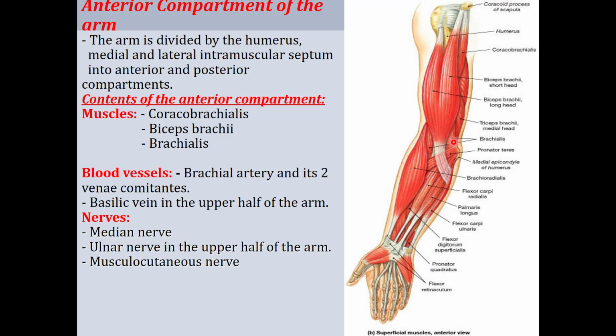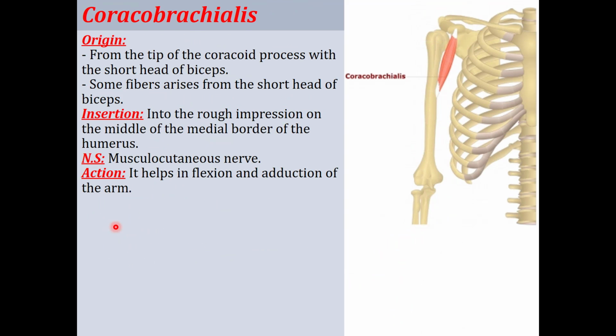The blood supply is the brachial artery and its venae comitantes. The basilic vein is present in the upper half of the arm. Among the nerves, the median nerve is present in the lower part of the arm, in the middle part. The ulnar nerve is present in the upper half of the arm, and the musculocutaneous nerve is the main nerve supplying the muscles of the anterior compartment of the arm. Again, they will be discussed separately.